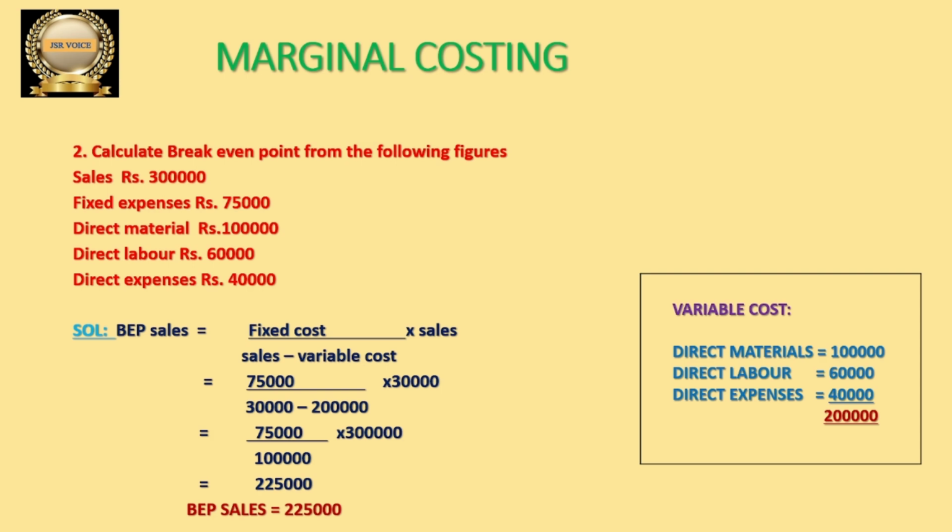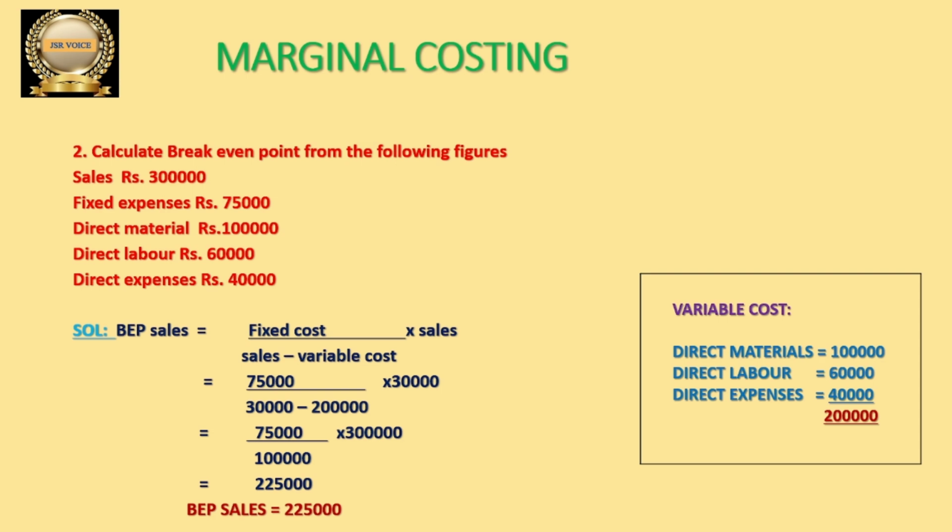Here you have to observe one point. Sales is there, fixed expenses is there in the question. But what are these direct material, direct labor, direct expenses? If any expenses or materials are given using the word direct, those are called variable cost. Hope this is clear. All are variable cost. We have to add all those so that we will get variable cost.